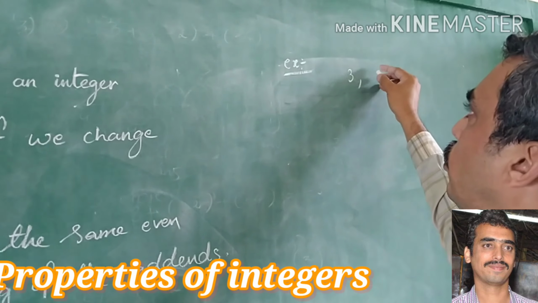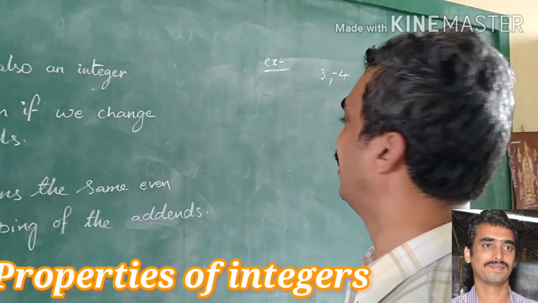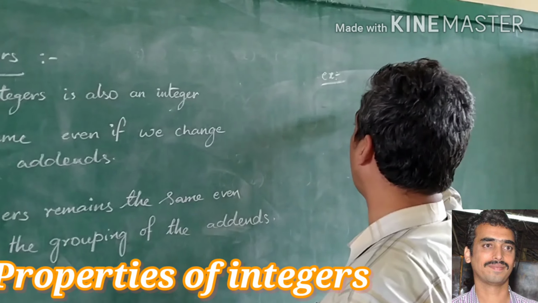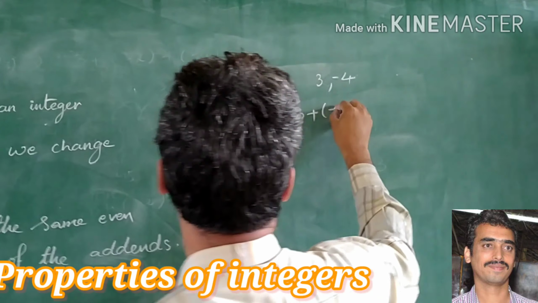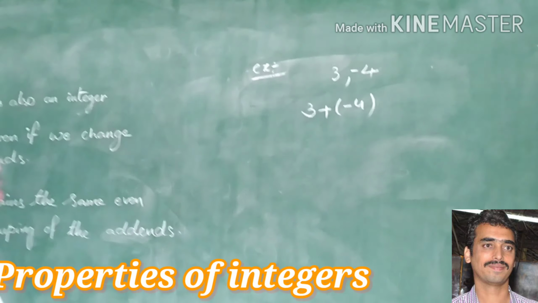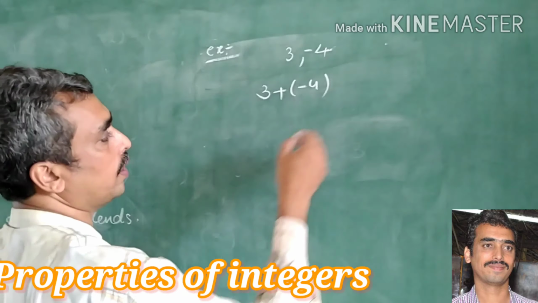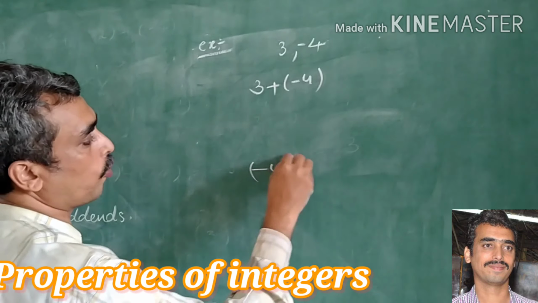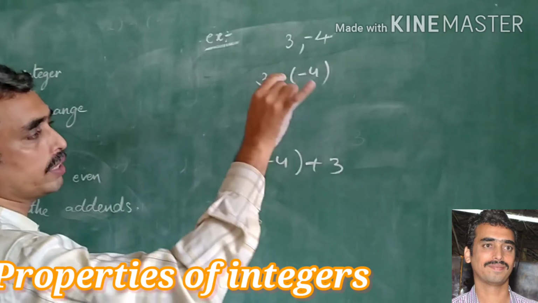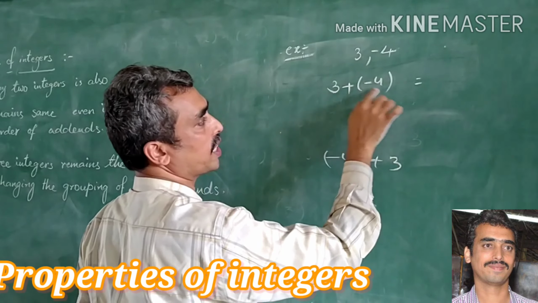3 and minus 4. Okay, two numbers I am taking. What this property says is, if you add these two numbers, 3 and minus 4, and even if you change the order, the answer should be the same. Minus 4 plus 3. This order also, is the answer the same or not? So how to do this, 3 plus minus 4?